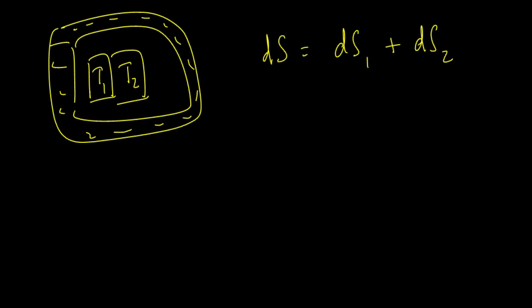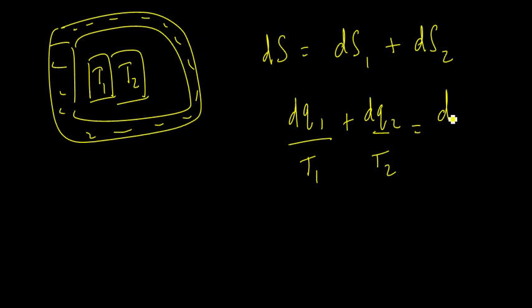It's an isolated system, so whatever heat is lost by one of the blocks will be gained by the other block, which means that dq1 by T1 plus dq2 by T2 would be equal to dq1 into 1 over T1 plus 1 over T2. Oh, sorry, minus. Thanks. Minus. Right.